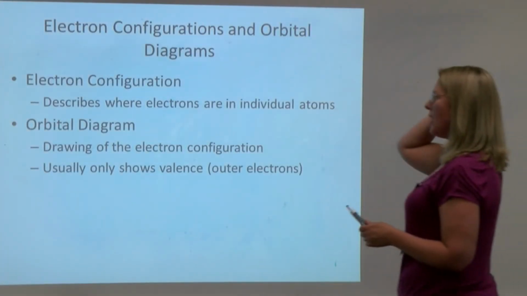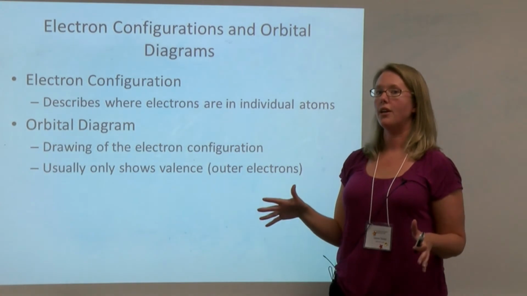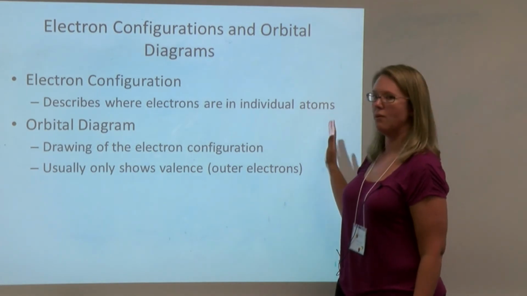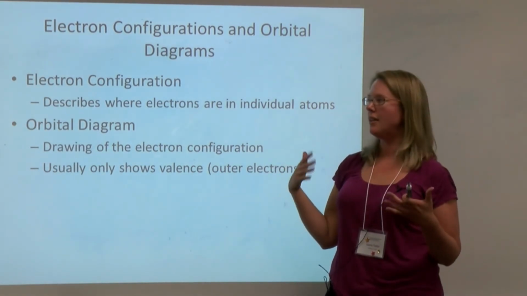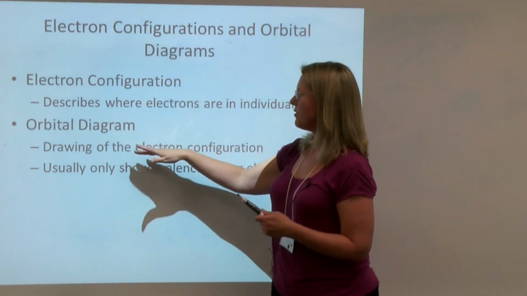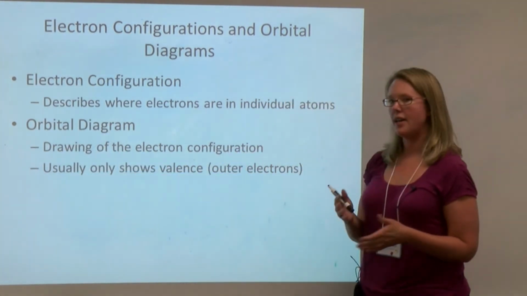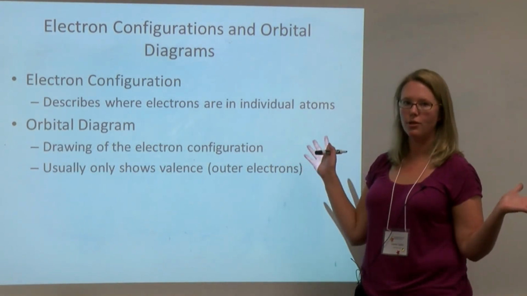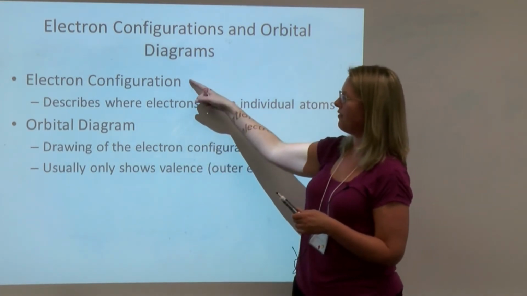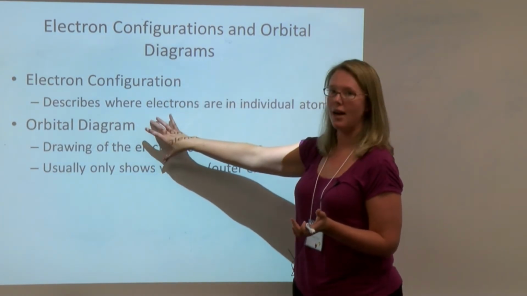So first we want to get some terminology out of the way. Electron configuration and orbital diagram are the two things that we're going to be working on today. So electron configuration describes where electrons are in individual atoms, and we're going to look at S, P, D, F orbitals here and start writing these out. An orbital diagram is a drawing of the electron configuration. These usually only show the valence or outer electrons because it's just too much to draw. The first ones that we start will draw all of it. So electron configuration and orbital diagrams. This is going to be letters and numbers, and this is going to be boxes and arrows.